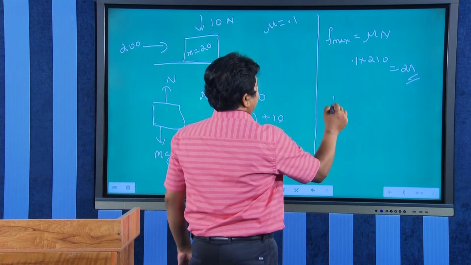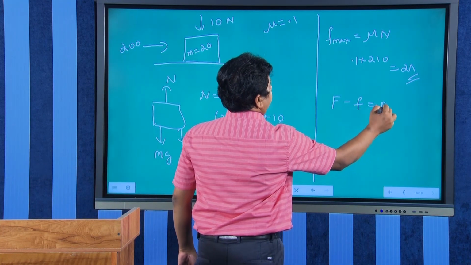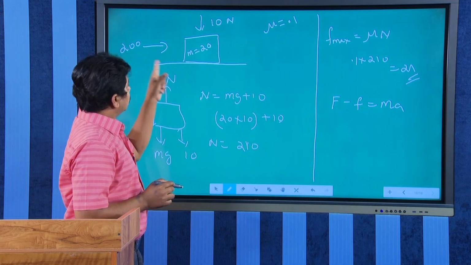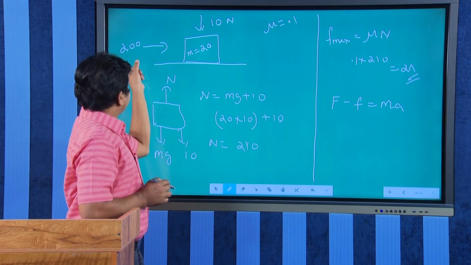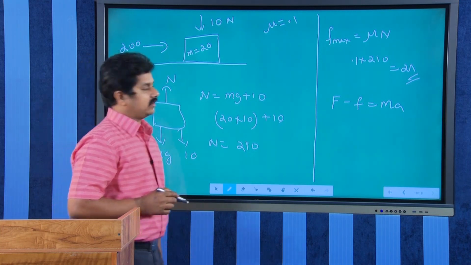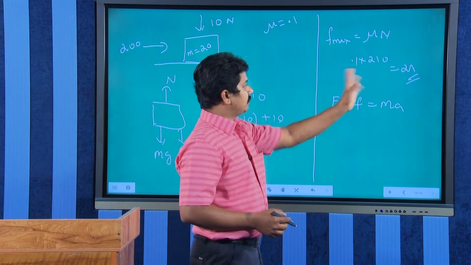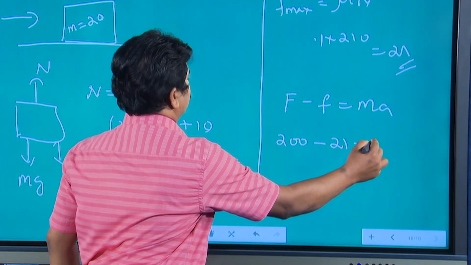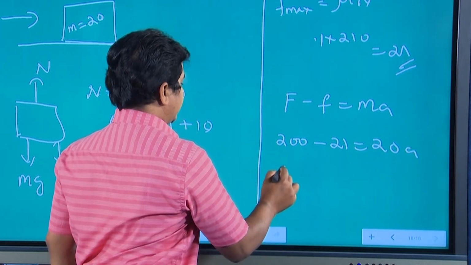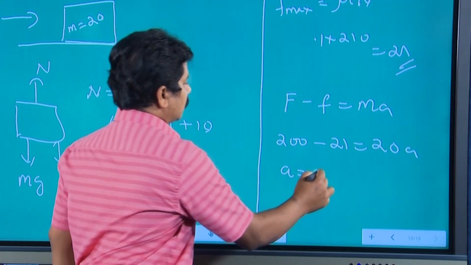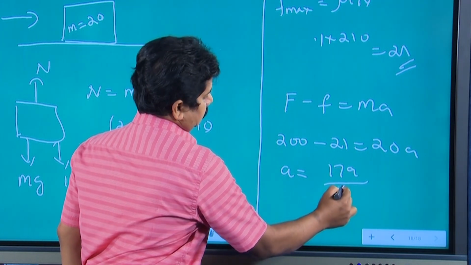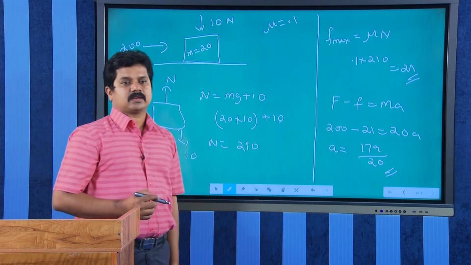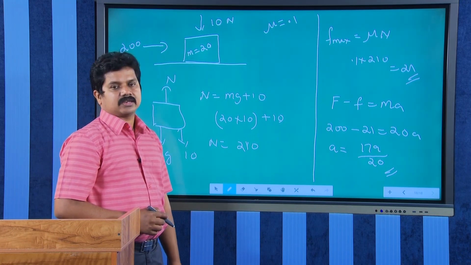Now, the equation will be F minus f equal to ma. The block will move, right, because friction is only 21 and applied force is 200. So, definitely the block will move, and the kinetic friction will be acting. So, 200 minus 21 equal to 20a. You will get a equal to 179 by 20. This will be the acceleration in this case.